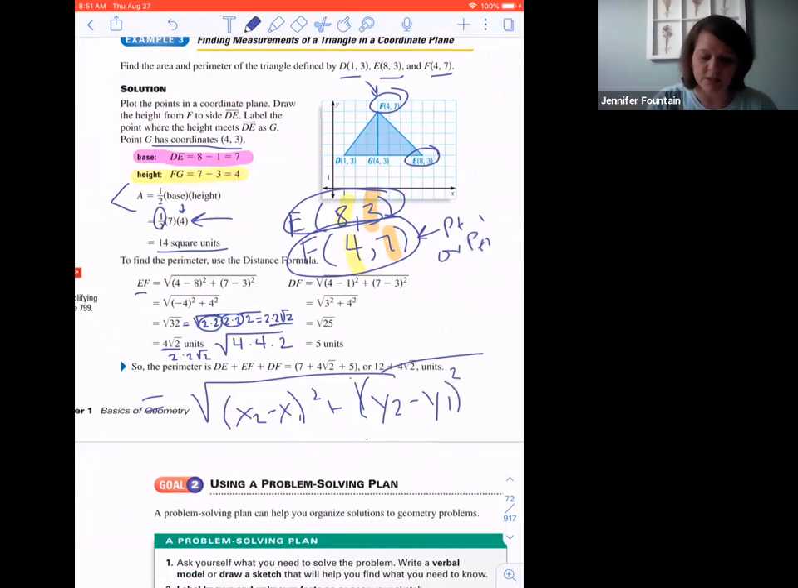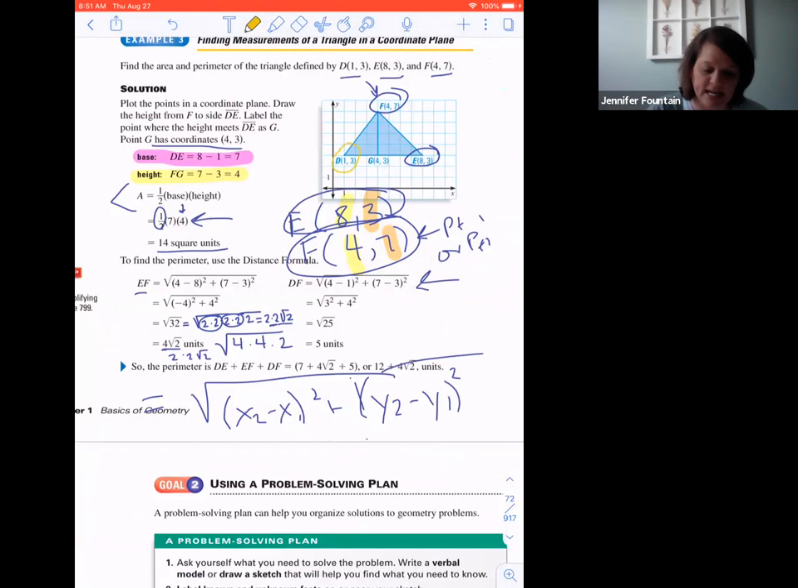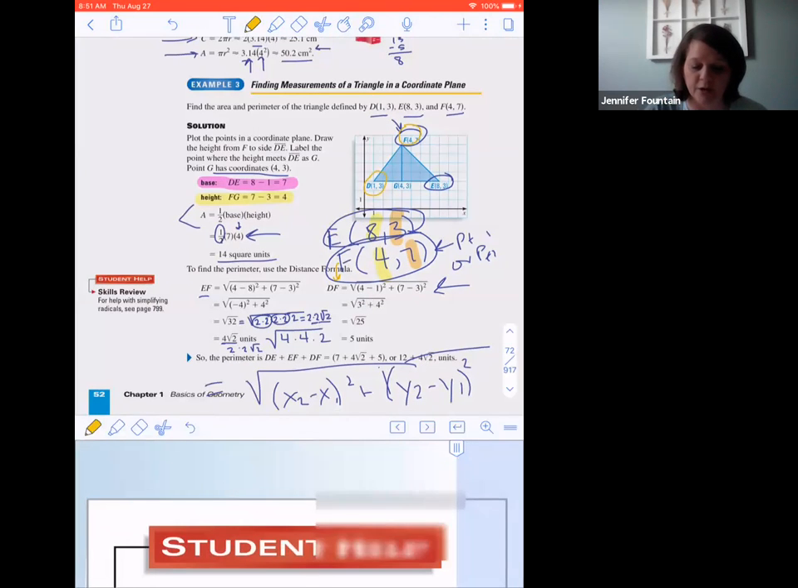All righty. So then they did the same thing for DF. They looked at point D and point F. We needed to find the distance from D to F, so we had to use our distance formula. They chose F as my second point, and the way that we know that is by the way that they lettered it. D, they are using as point 1, F as point 2.